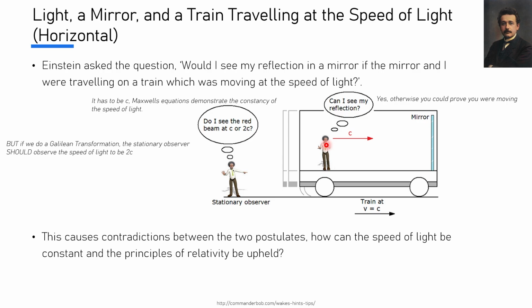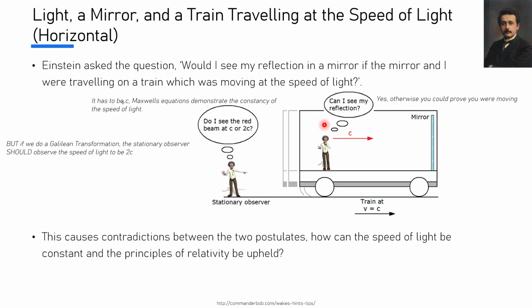What if you were in an external frame of reference? What if you were standing outside the train? What if you were watching the train pass as the light was being shone? Would you see the beam of light traveling at the speed of light or double the speed of light? A Galilean transformation suggests that the light would be traveling at double the speed of light. It would be the speed of the train plus the speed of the light.